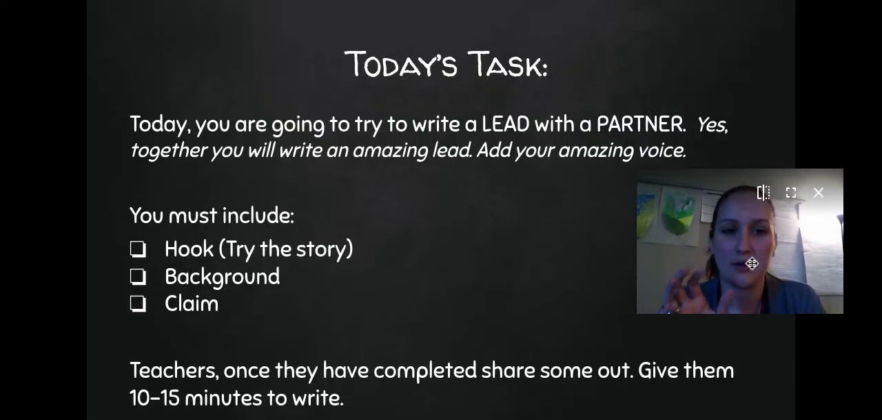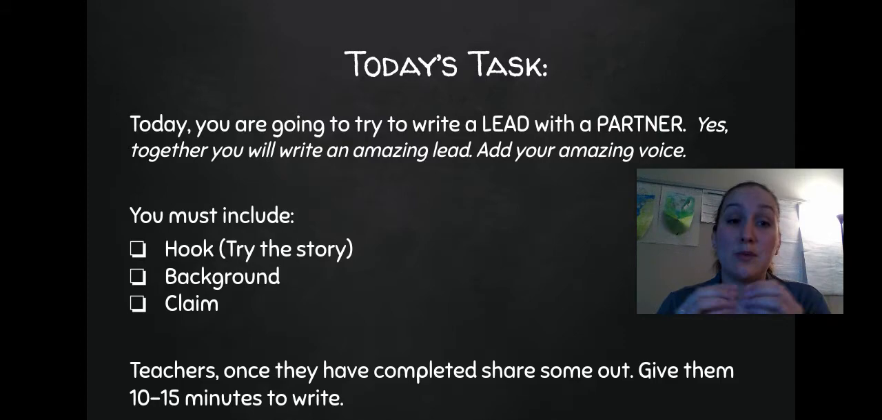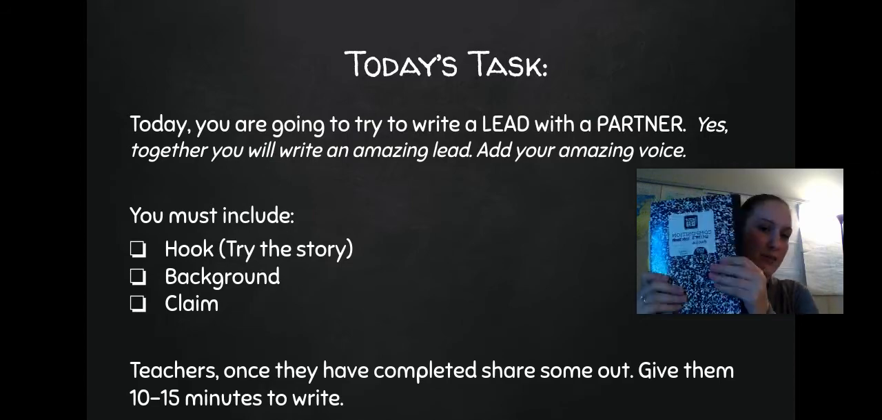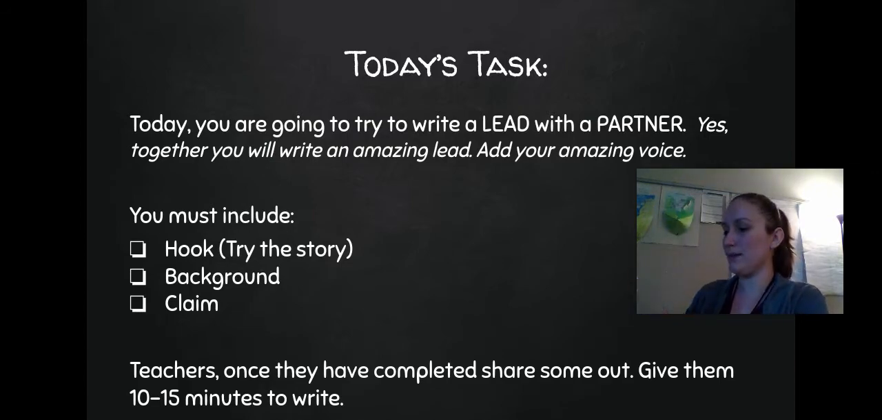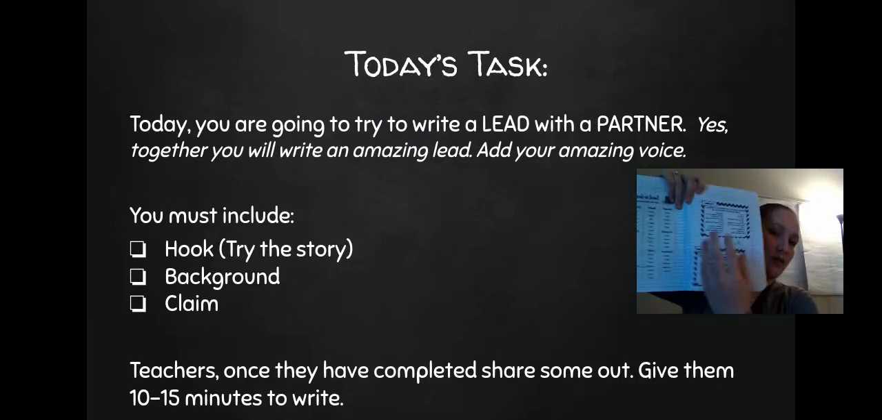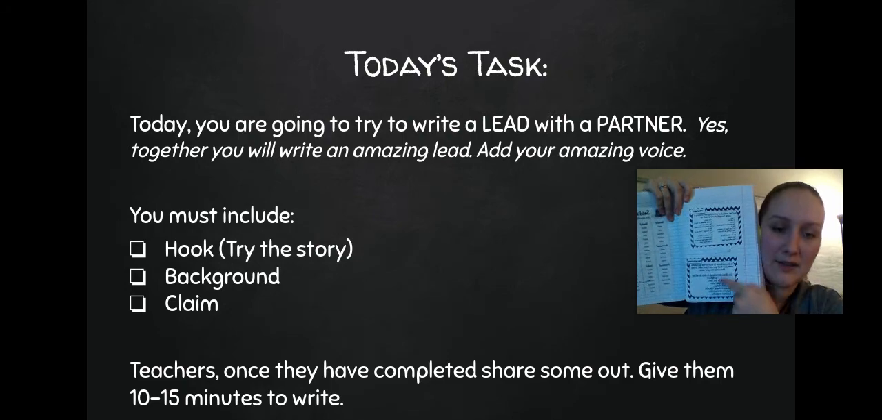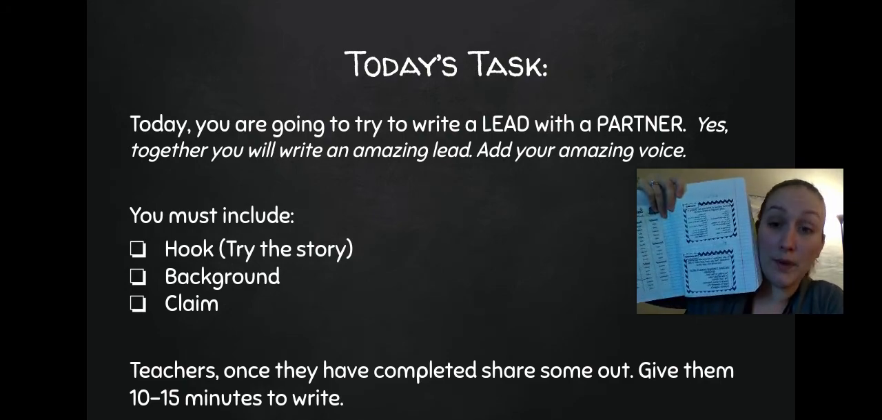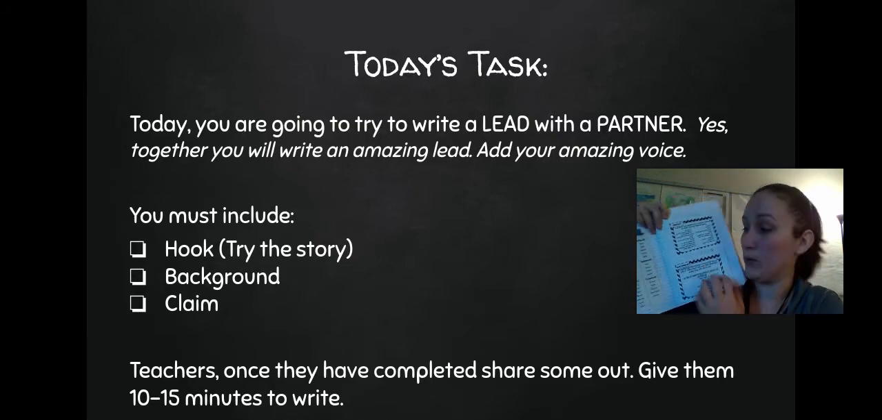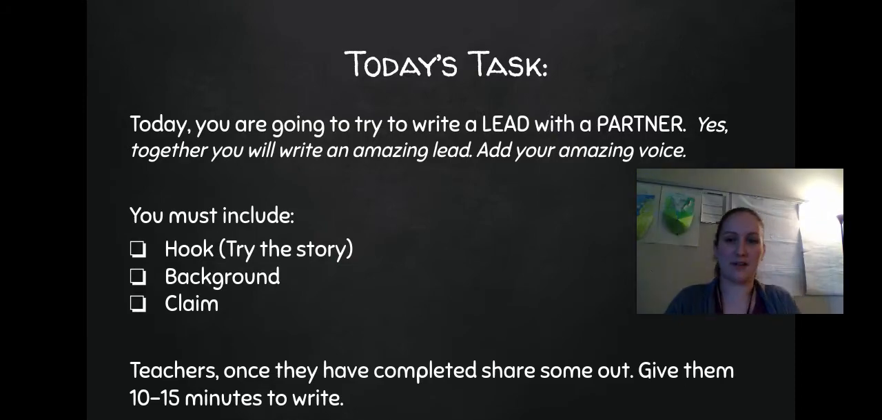Let me move my picture here, or my video. Today you're going to write a lead with a partner. Point to your partner. Okay, good. Together, you're going to write an amazing lead and add your voice. Here is where your notebook comes in. Everybody grab your notebook. Let's open it up to the back of your notebook. Remember where we glued in our amazing voice writing prompts? This should be open on your desk as you're writing today. That way they are there and you can look at them to add amazing voice. So that is open on your desk right now.